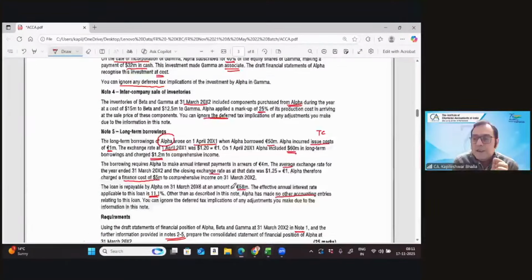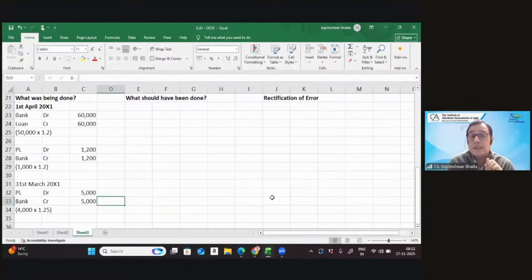So let's come back to the agenda and see that we've taken care of whatever he said. In the initial note number 5, we said that there was a loan of 50 million euro, and that was captured at $60 million. The issue expense, which was 1 million euro, has been converted to $1.2 million. Interest of 4 million euro is paid, captured at 1.25, that's $5 million. That's it. So these are the entries which the company has done.